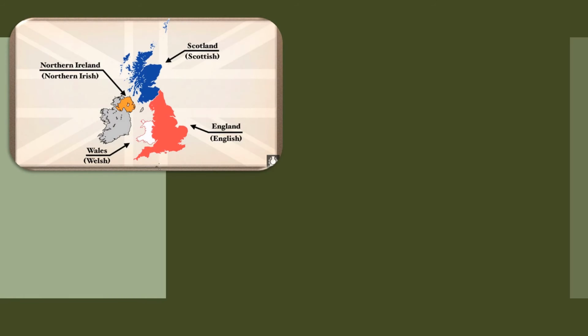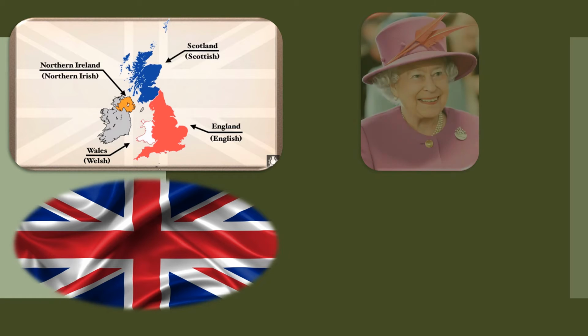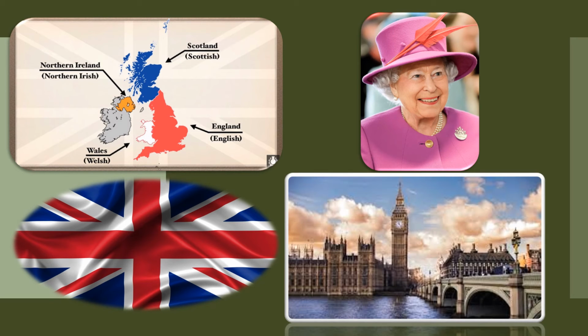Everyone knows that the United Kingdom is the union of 4 countries: England, Scotland, Wales, and Northern Ireland. We have heard that British people call their flag Union Jack, and the head of the country is well known all over the world, Queen Elizabeth II. Oh, and of course, London is the capital of Great Britain.